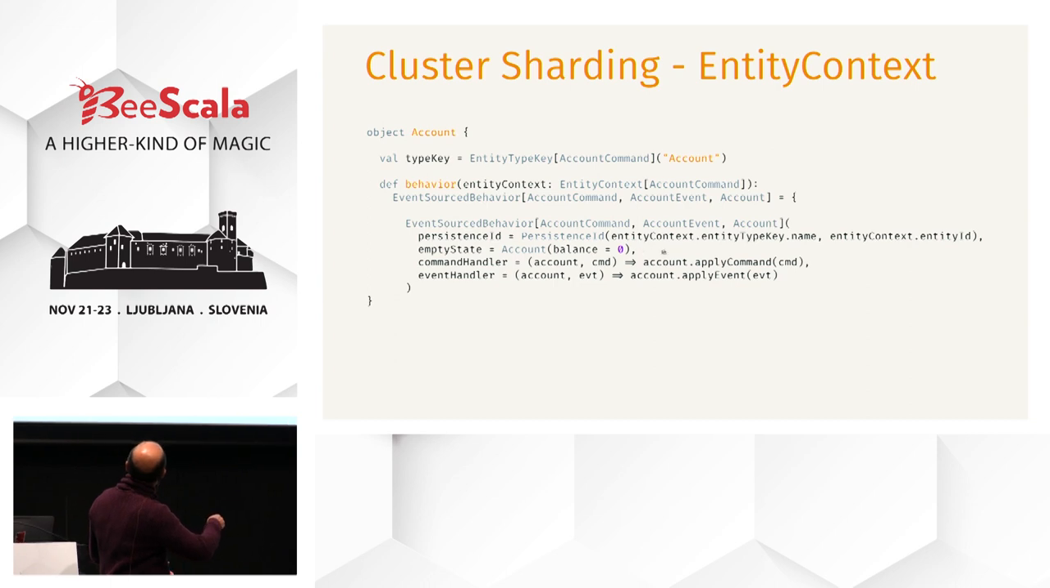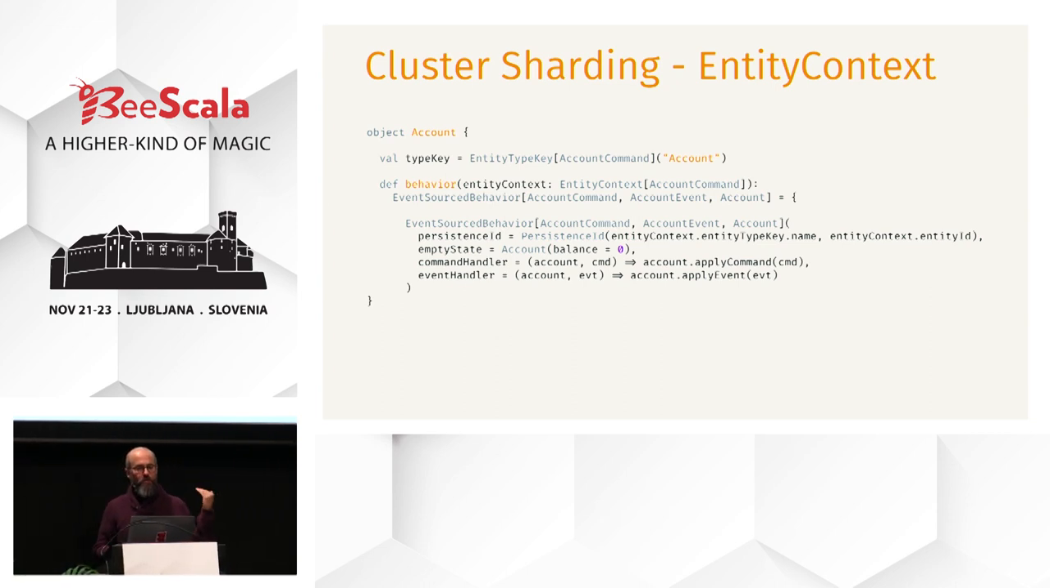I'm using the entity context to take the name, which comes from here, and some entity ID that will be defined by the user. And it will come in the context. Now Akka will be able to use that function based on an entity context. So you, as user, will not be calling behavior, but Akka, because now Akka is managing that entity.